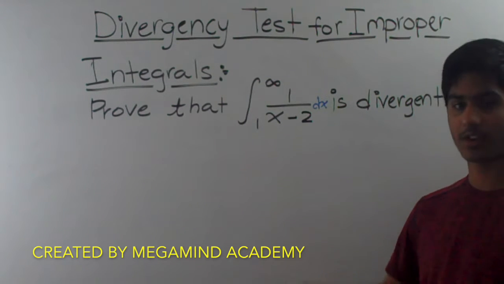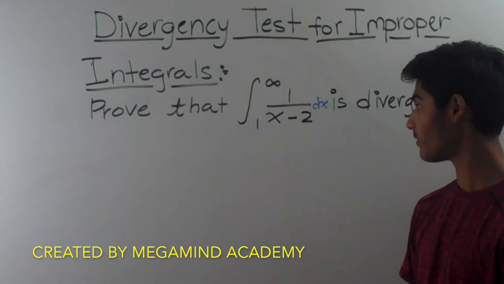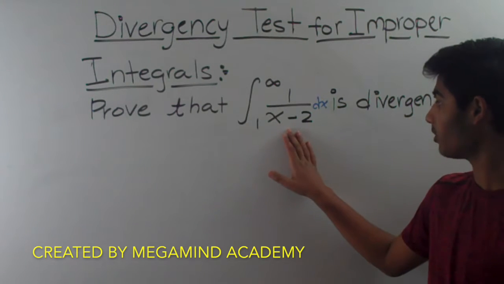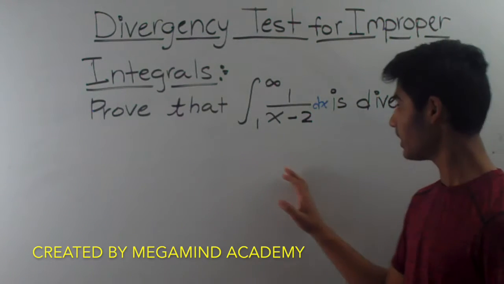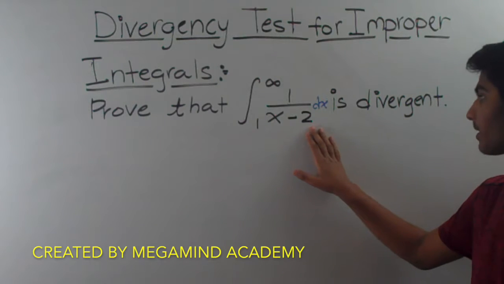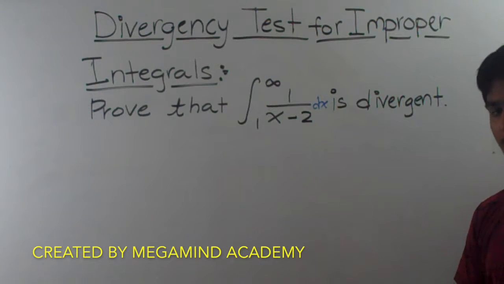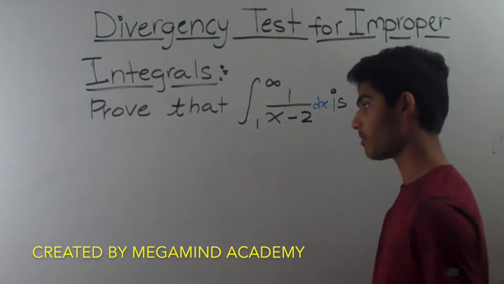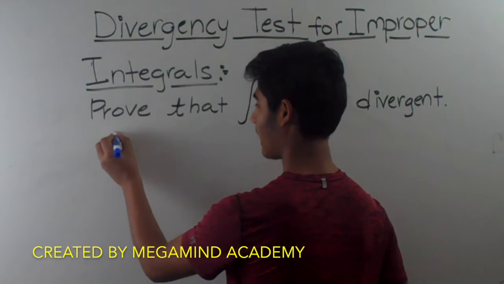How would we figure out whether an improper integral was divergent if we didn't already know that it was? So we don't know right off the top of our head whether 1 over x minus 2 is divergent. So how do we do that? Well, let's look at an example.